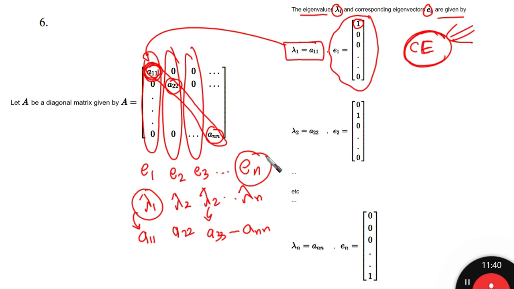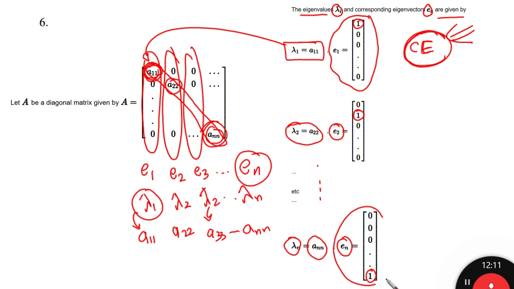So this is very easy for us now. Lambda 2 corresponds to an eigenvector with the second element being 1, and so on and so forth until we reach lambda n, which has eigenvalue ann, and the corresponding eigenvector has 1 at the last place of the elements. So this is our eigenvector corresponding to lambda n.